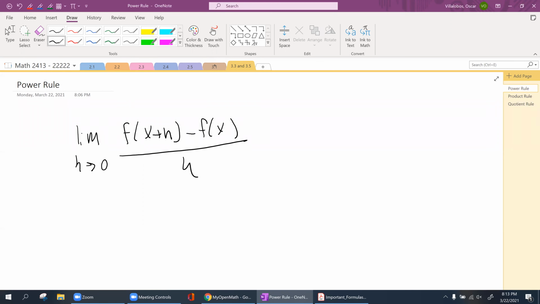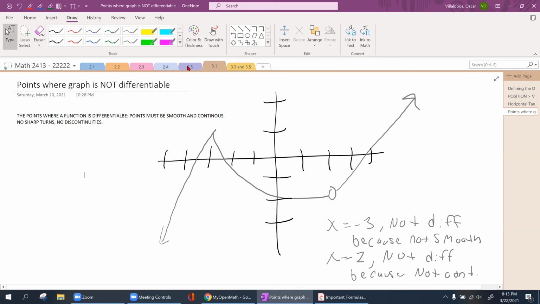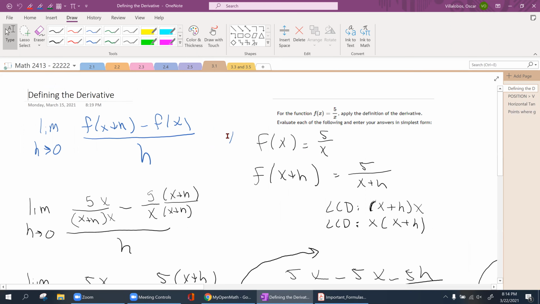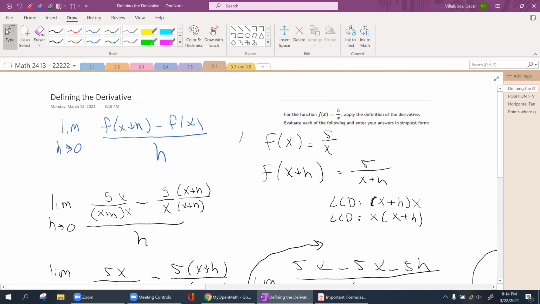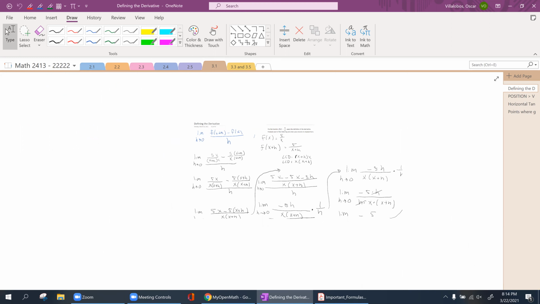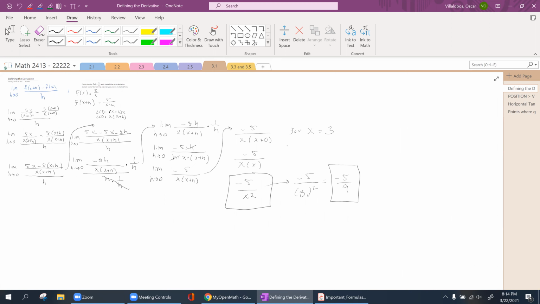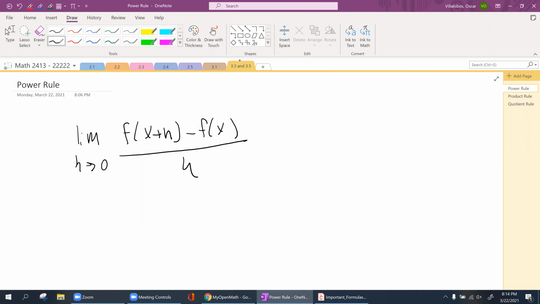Let me see if I can use one as an example. I can find the definition of the derivative of 5 over x. Later I'll come back to this one. We did all of this, and it gave me -5 over x squared. So we'll go ahead and do that later.